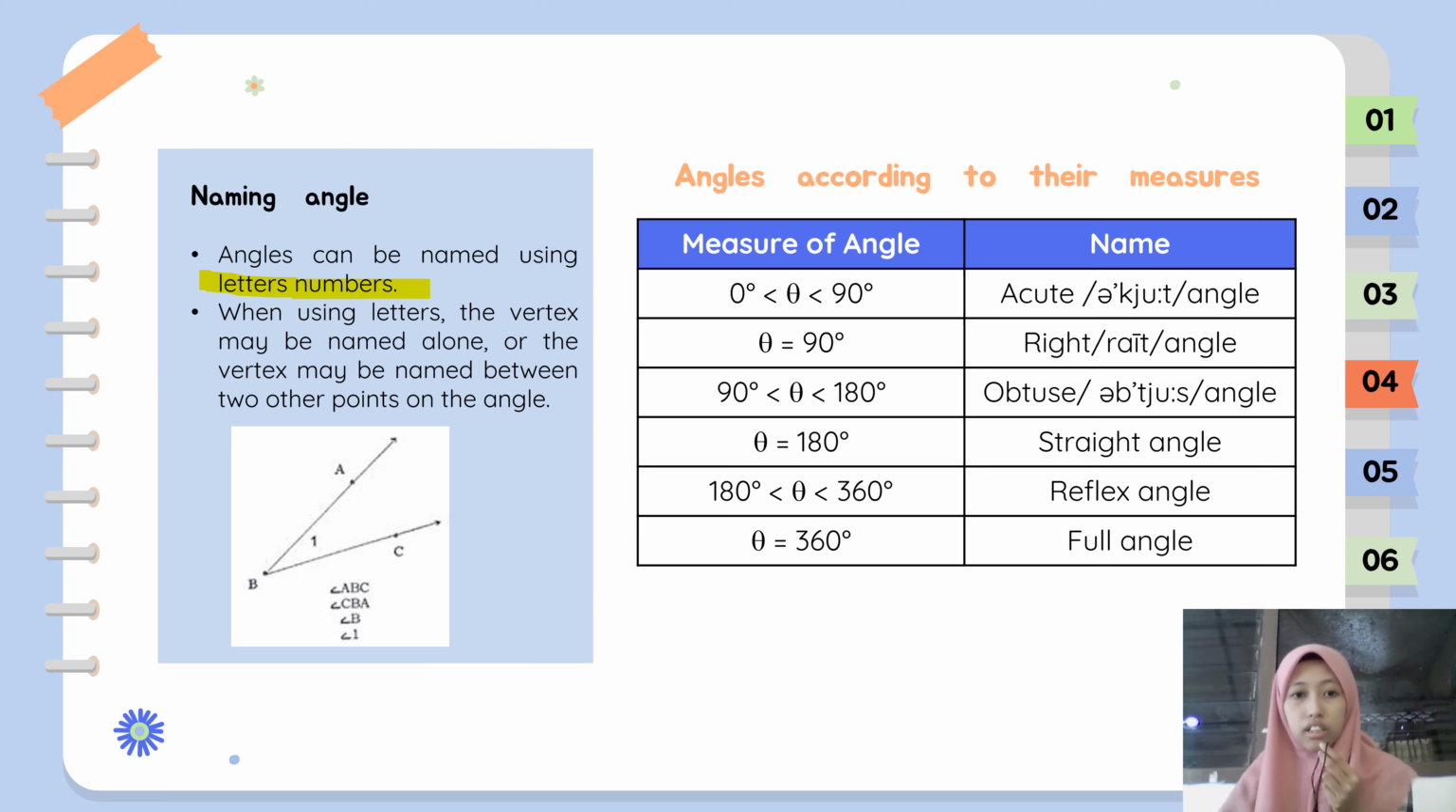And the next is 180 degrees less than theta less than 360 degrees, called a reflex angle. And the next is theta equal to 360 degrees, which is called a full angle.